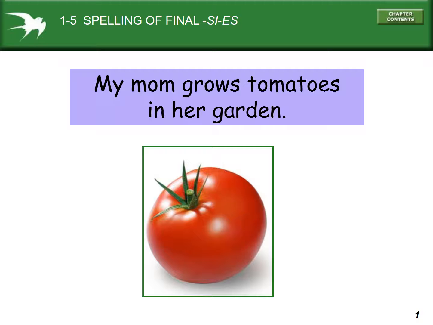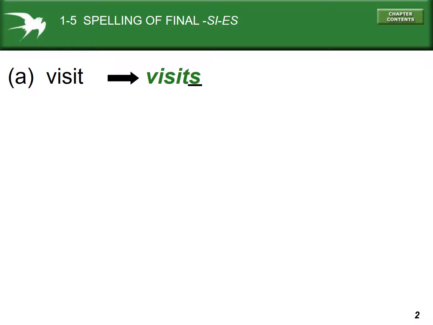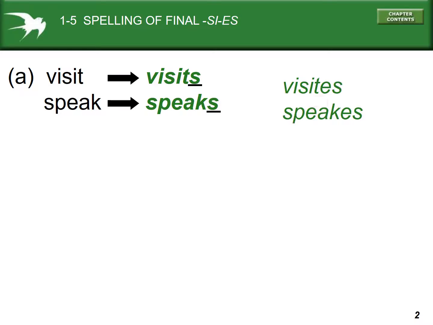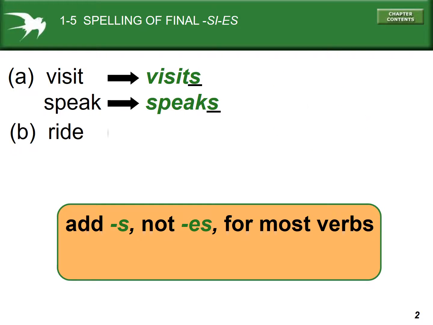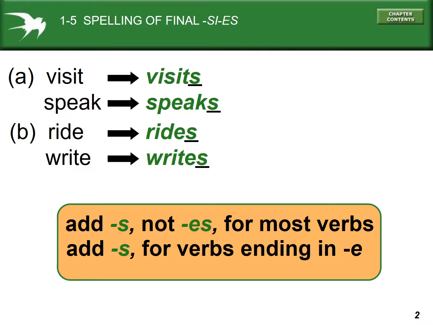So, my mom grows tomatoes in her garden. We can see that grow, when it takes that final S, it just takes an S and not an ES. So let's keep that in our minds and see if we can find some other examples that might take the ES and see what is different between them. Visit becomes visits, just S. Speak becomes speaks, no ES, just S. For most verbs, we just add S. Ride, you add S. Write, add S.